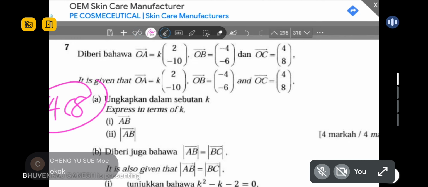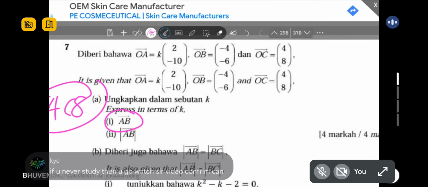All right. Okay. So focus now here, guys. Okay. So they ask you to find AB. Okay. So how to find AB, guys? What is the combination of vector that you can think of?